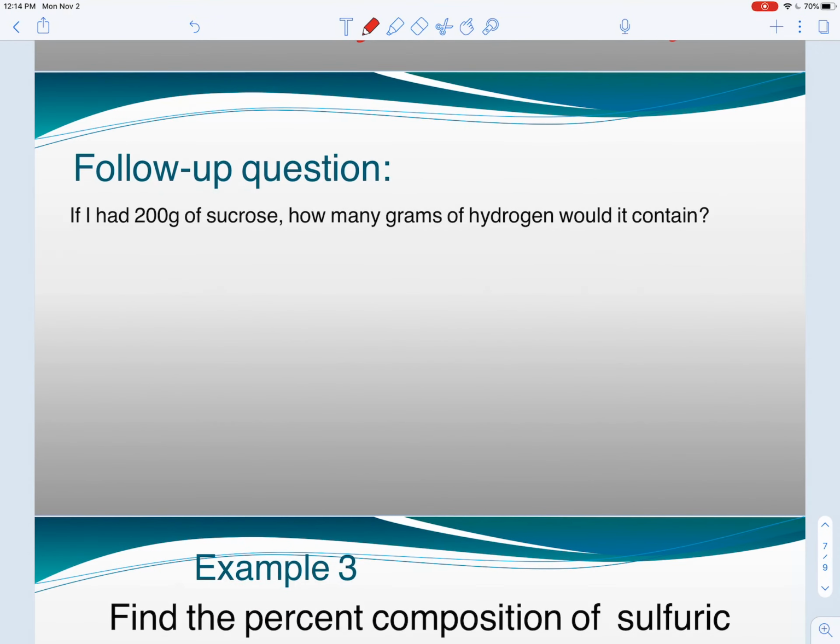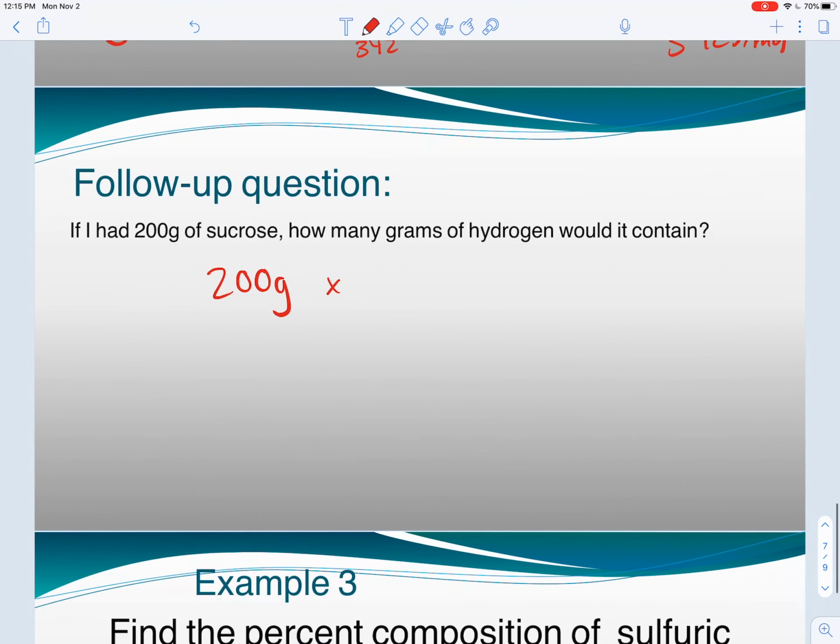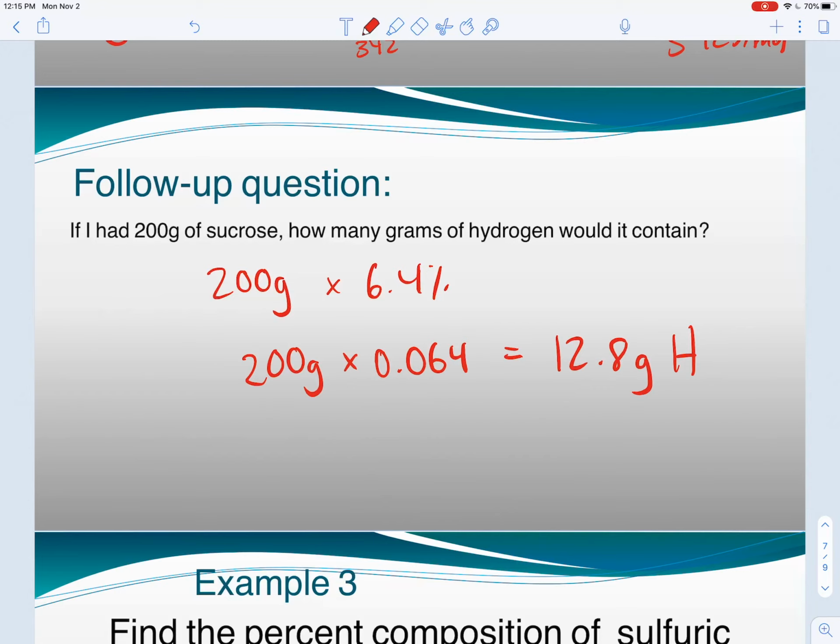Here's a follow-up question that you might see. If I had 200 grams of sucrose, how many grams of hydrogen would it contain? So we want to take those 200 grams and we're just going to multiply by whatever the percent of hydrogen is. In this case, about 6.4%. But we want to convert that back into a decimal, so it's going to be 200 grams times 0.064. And we get about 12.8 grams of hydrogen.